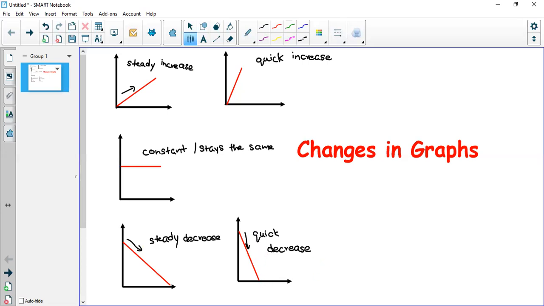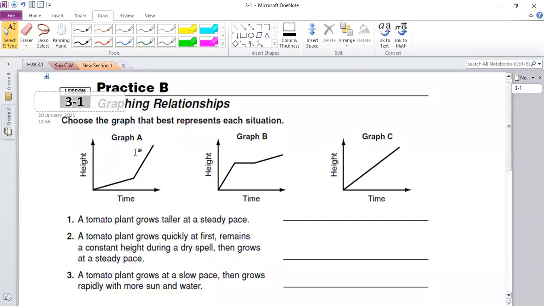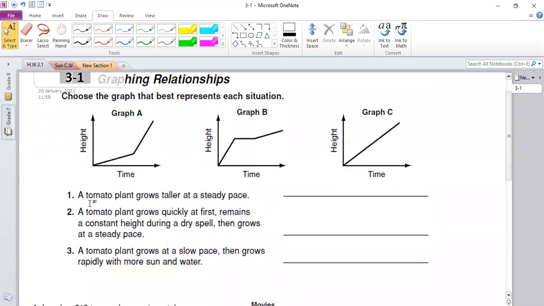So keeping this in mind, let's see how we can solve these questions. They have given three graphs for you, graph A, B, and C. So they have given you three situations. A tomato plant grows taller at a steady pace. So they're telling you the tomato plant is growing tall, but it is growing tall at a steady pace. Steady pace means the growth is going to be the same throughout. Just now we discussed that a steady pace means the line is going to be a flatter one, right? So according to these graphs, which graph has the flatter line?